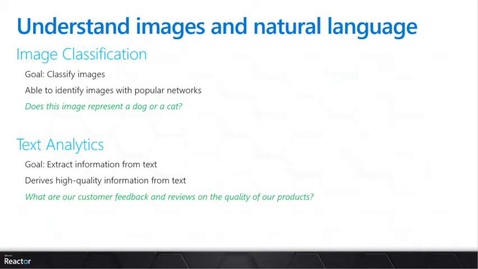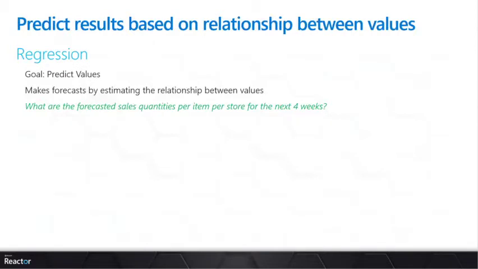Okay, and then the last one, and then we'll get to some code, is predicting results based on relationships between values. Oftentimes this is going to be a regression algorithm. Basically this is: what are the forecasted sales quantities per item per store for the next 4 weeks? Can I understand the relationship between sales, quantity on the floor, date and time, et cetera, to be able to accurately predict how much will sell? And this is useful for not overbuying product, et cetera.